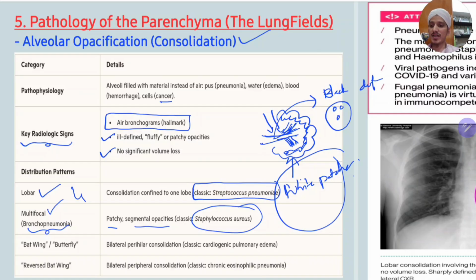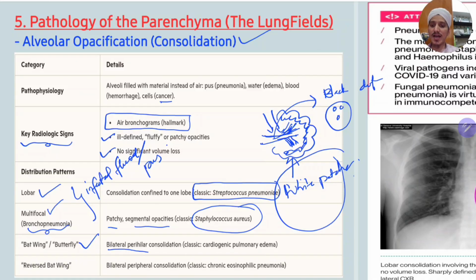Okay, so here the alveoli are filled with infected fluid, or you can say pus if they progress. Now the next thing is the batwing or butterfly appearance. We will see what that is. So what is the batwing appearance or butterfly appearance?